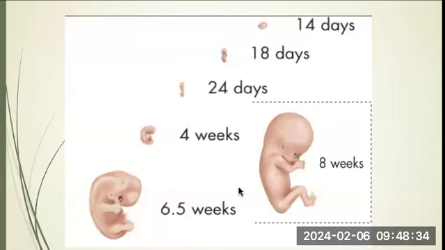Here's another picture of embryonic growth. So 14 days, really, really tiny. And at 8 weeks, you start to see what resembles a human being.